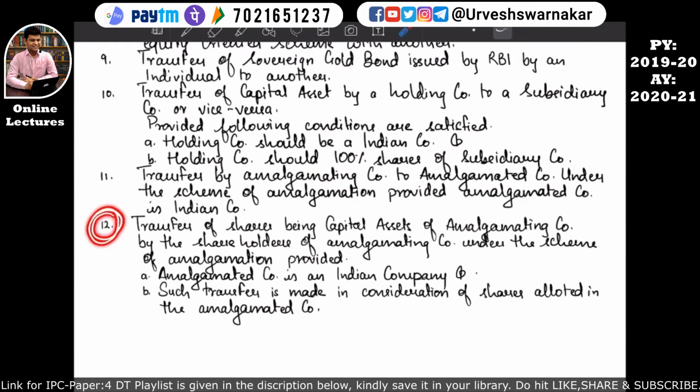Now let's move on to point number 12. Point number 12 says that transfer of the shares being capital assets of the amalgamating company by the shareholders of the amalgamating company under the scheme of amalgamation, provided amalgamated company is an Indian company and such transfer is made in consideration of the shares allotted in the amalgamated company. I hope you all have not understood a single word, because this is quite a complicated line item. Okay, so let's understand this.